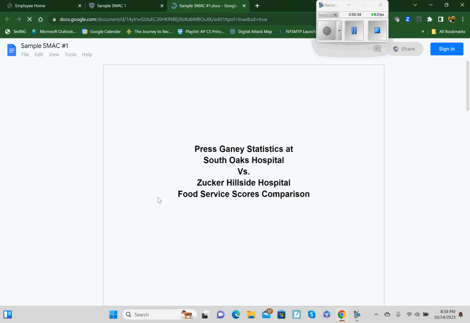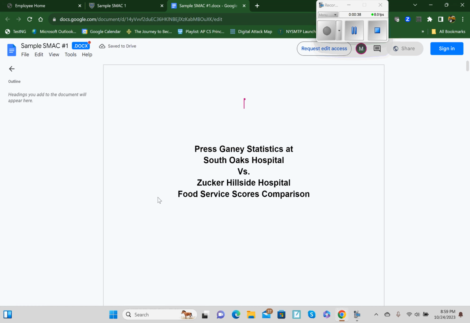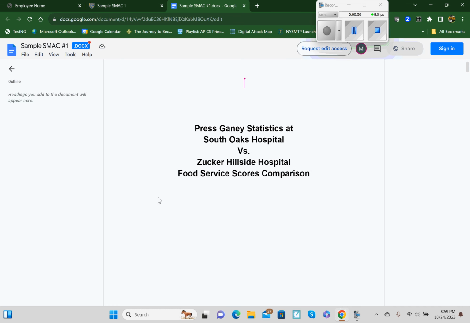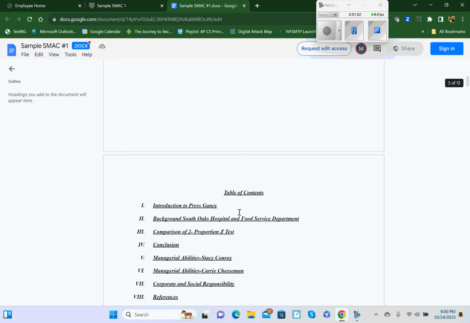What I've been encouraging my students to do in the past is to look at some aspect of their work, and if they have any access to data, to really use it. In this particular case, I had a student who worked at South Oaks Hospital, which was part of a conglomerate of hospitals. Zucker Hillside Hospital was another one that was part of that conglomerate. And our goal was to compare the food services scores between these 2 hospitals.